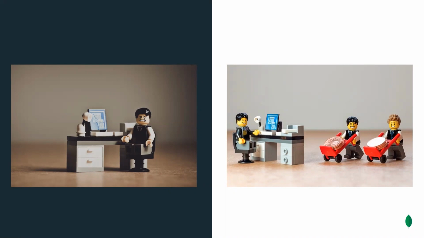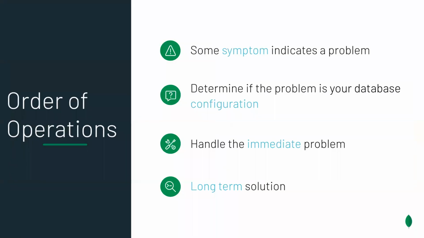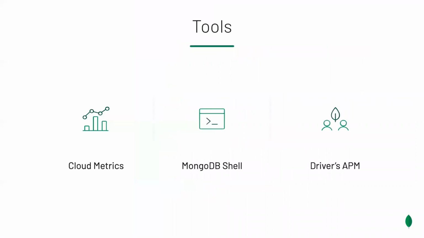So what does the workflow for Lego Man number 2 look like? So we have a symptom that indicates the problem. Our application isn't loading, and we'll come back to this throughout the talk as an example. You want to determine if the problem is your database configuration rather than a logic bug with how your application is using the database. You want to handle the immediate problem if you can, by mitigating the symptom that your users are seeing. And then if you can, you want to propose a long-term solution.